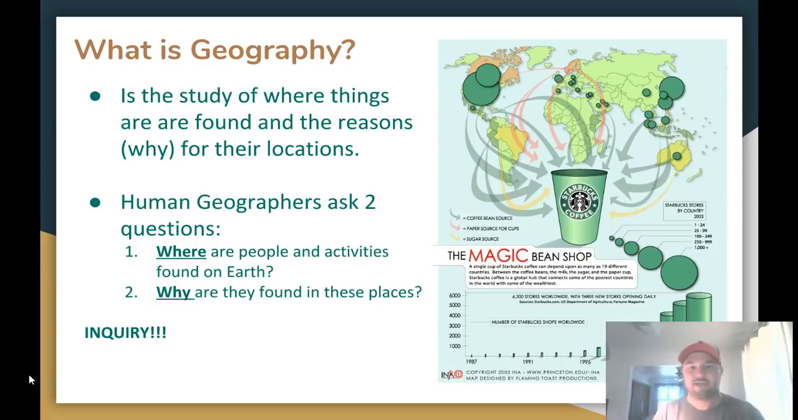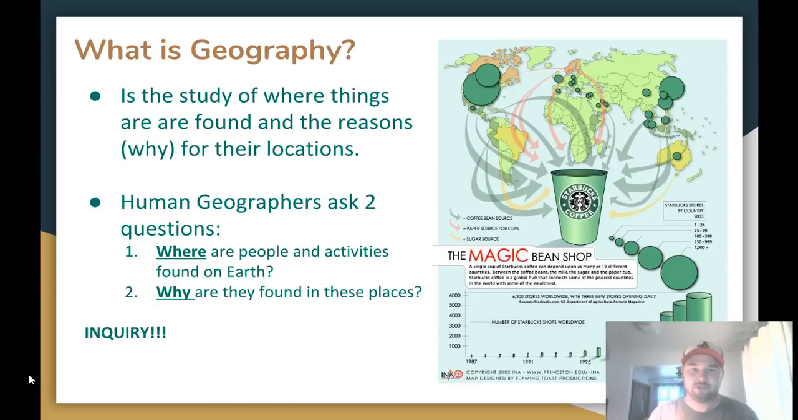So here we go. Geographic basic concepts you guys need to know, just basics about geography. What is geography? Essentially, just remember it's a study of where things are and why they're there. Human geographers always ask those two questions. Where is something located? Agriculture, population. And why is that agriculture there? Why is that population there? Just always asking those two questions.